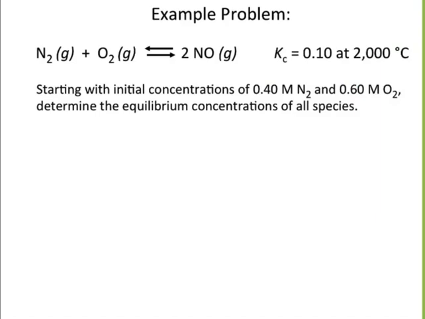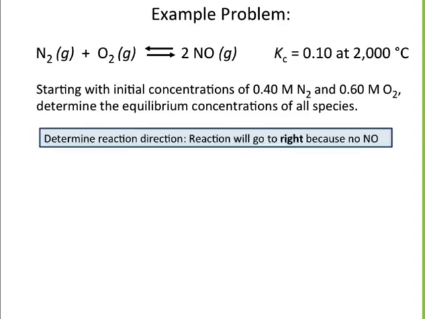You have a reaction, you have an equilibrium constant at some temperature, and here we're asked to find the equilibrium concentrations of all species given the initial concentrations of the reactants. And then this implies that there's no products, right? So we know this reaction is going to go to the right because there's no nitric oxide products. And only in chemistry will we have a sentence that makes sense when you say, because no. It works for nitric oxide.